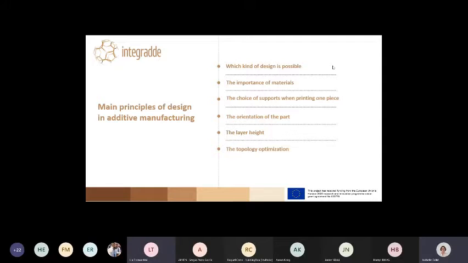The first one refers to which kind of design is possible with additive manufacturing. Then we'll see the importance of materials and the choice of material grades. Then I will go deeper into topics which are very specific to additive manufacturing: the choice of the supports, the orientation of the parts, the layer height, and at the end, the topology optimization.